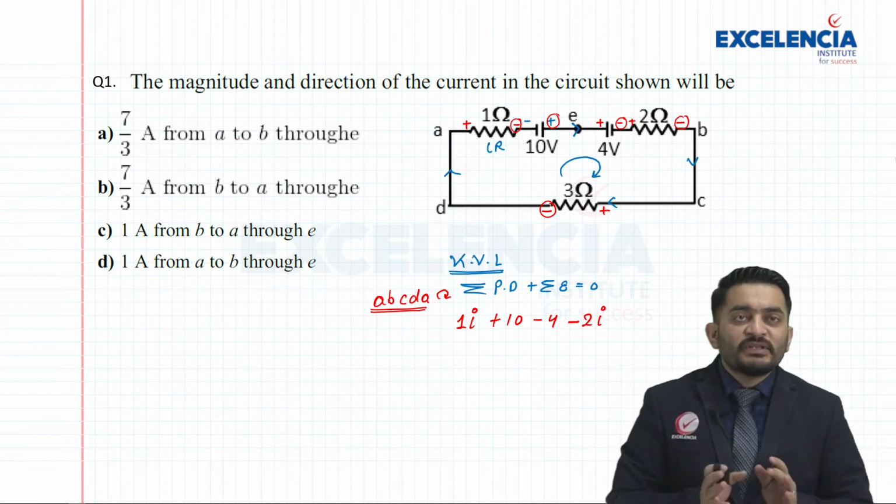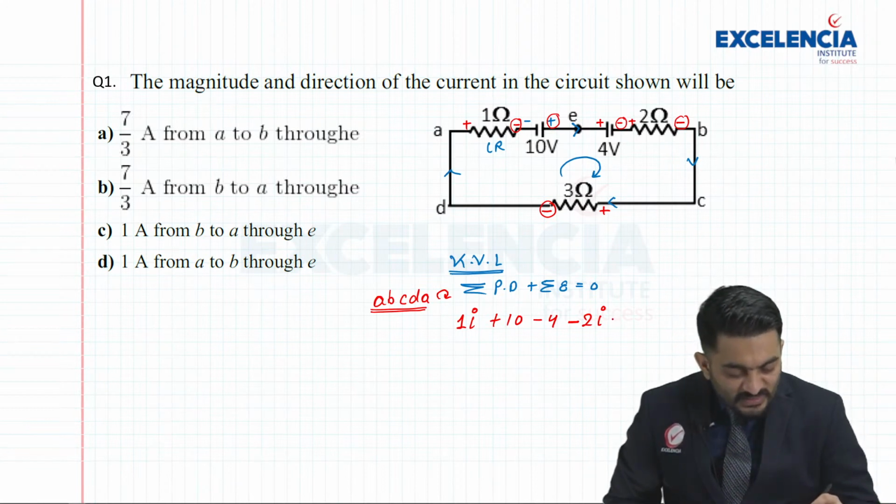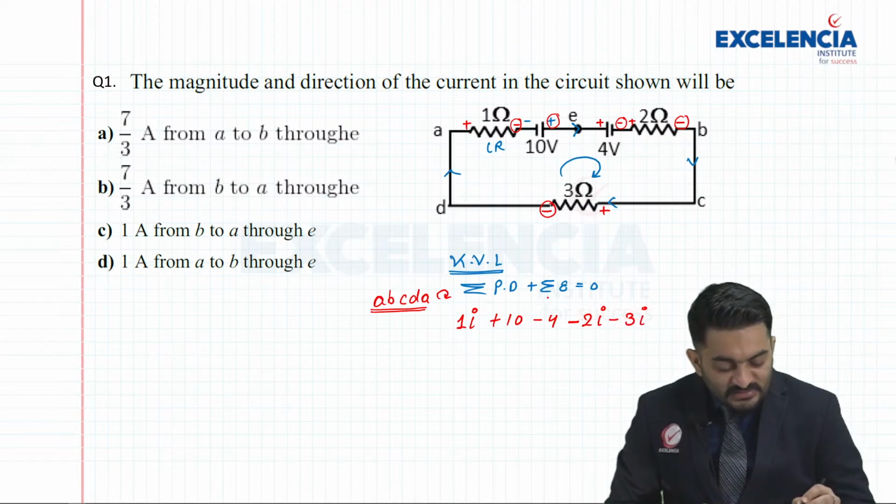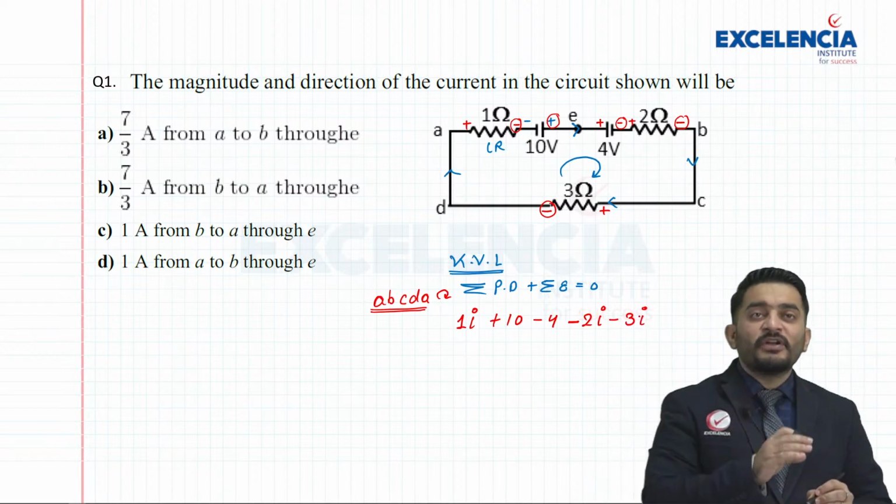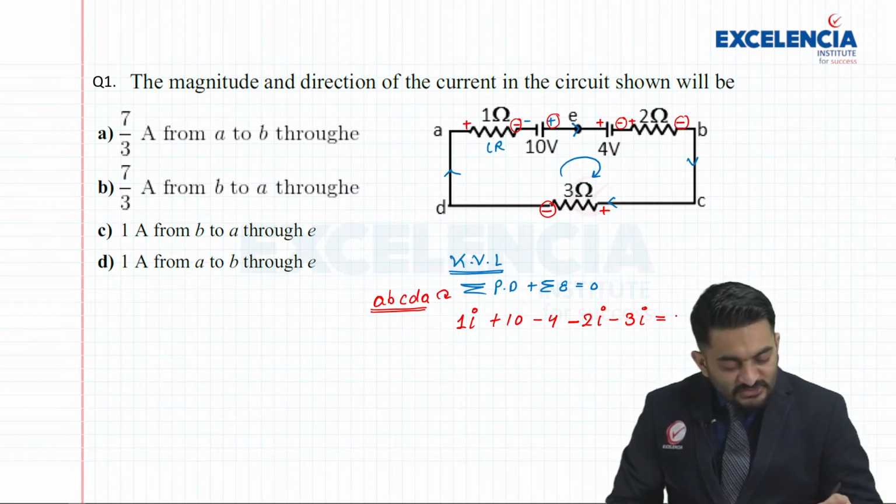B to C, there is no appliance, so there is no need to do anything. And the next one is actually you will write minus, the resistance value is 3, I as it is. You come back to the same initial point from where you have started. This summation should be equal to 0.